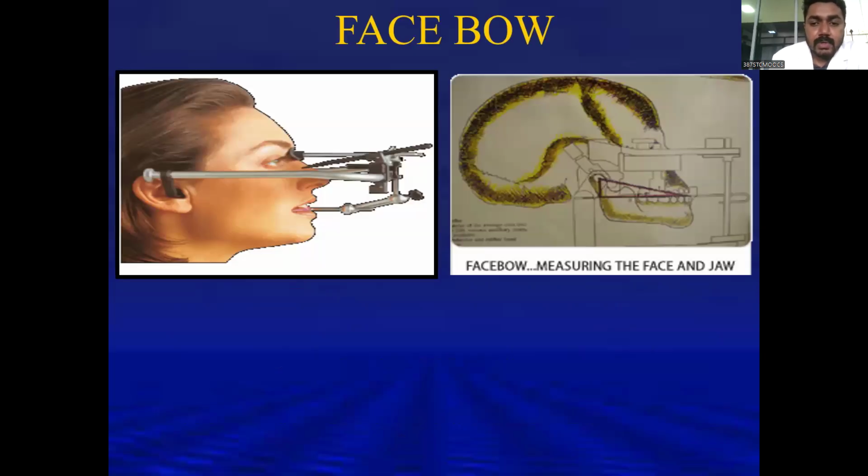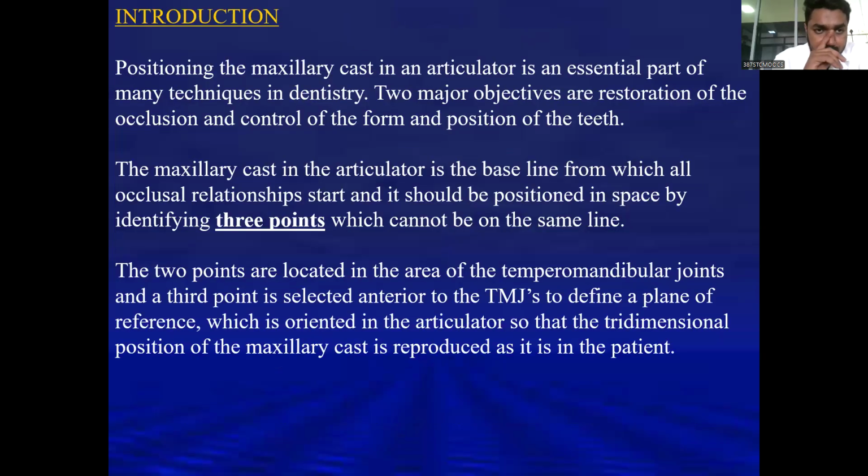So this is the image of a facebow which is used. What are the landmarks required for recording with the facebow or positioning the facebow? That we will see. Positioning the maxillary cast in an articulator is an essential part of many techniques in dentistry. Two major objectives are restoration of teeth in occlusion and control of the form and position of the teeth. The maxillary cast in the articulator is the baseline from which all occlusal relationships start, and it should be positioned in space by identifying 3 points which cannot be on the same line.